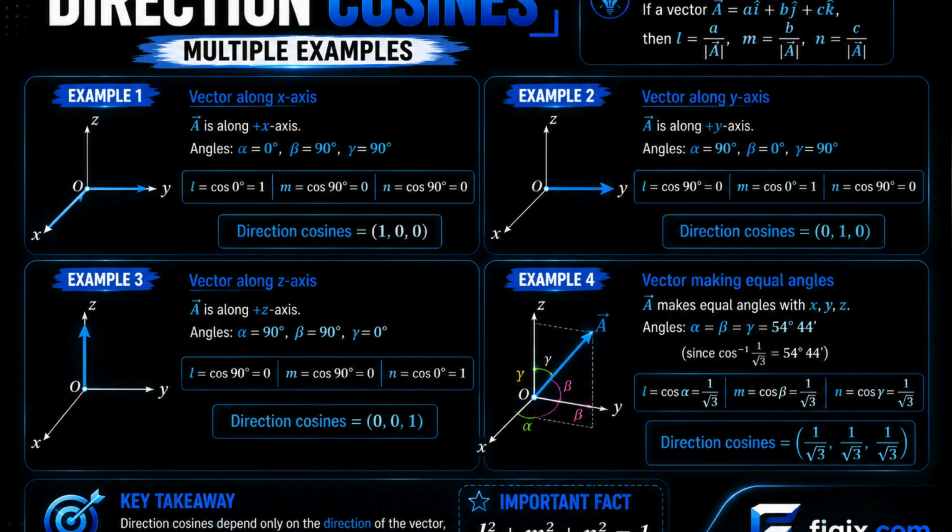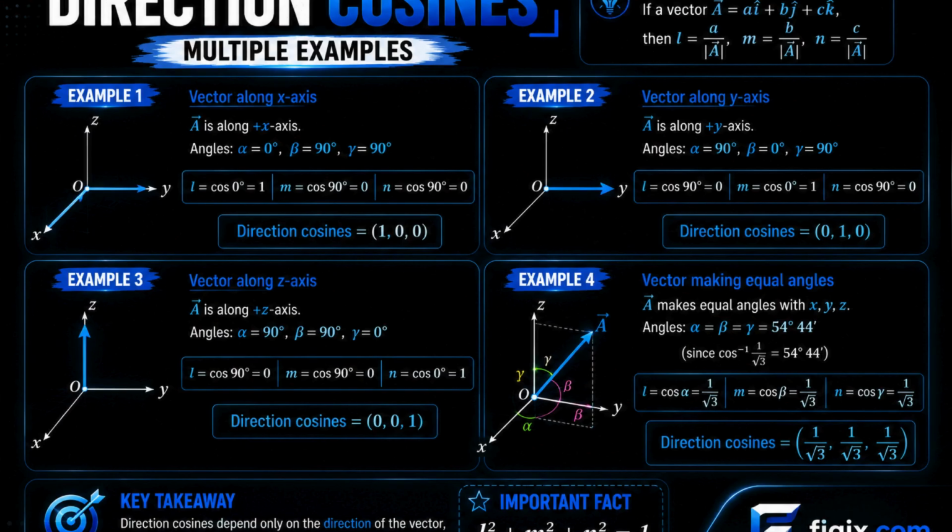The most important relation is L squared plus M squared plus N squared equals 1, which means the square of the first direction cosine plus the square of the second direction cosine plus the square of the third direction cosine is always equal to 1 for every vector.